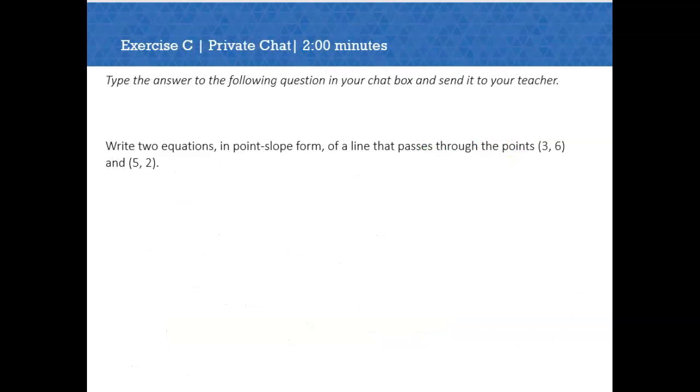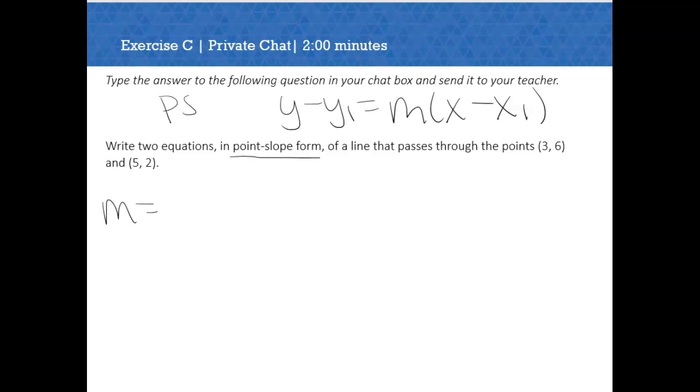So here's an example of how that works. Write 2 equations in point slope form. So remember, point slope: y minus y1 equals m times x minus x1, of a line that passes through the points (3, 6) and (5, 2). So the very first thing we need is the slope. You're always going to want to find the slope first.